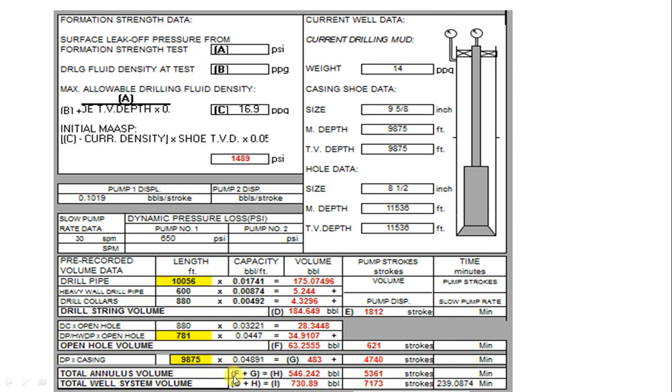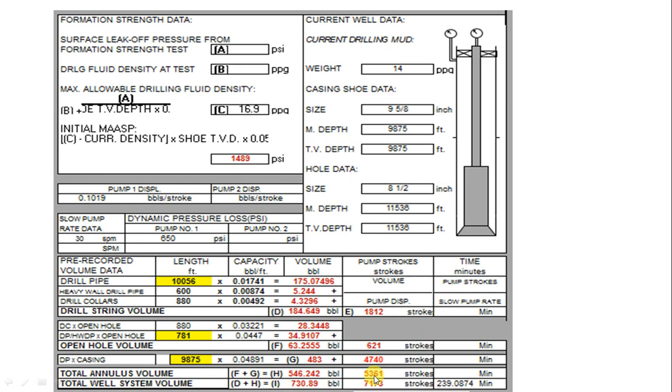So here it is F plus G. F here and G here gives you H. What's H here is the total number. And by dividing it over the pump displacement here, it will give you the total number of strokes on the annulus volume, which is the total number of strokes in the annulus. And this is requirement number three.